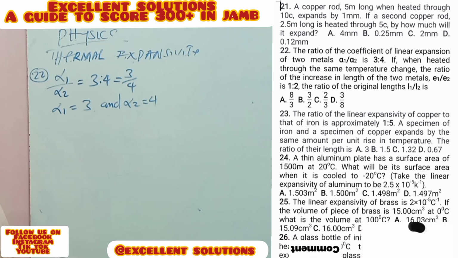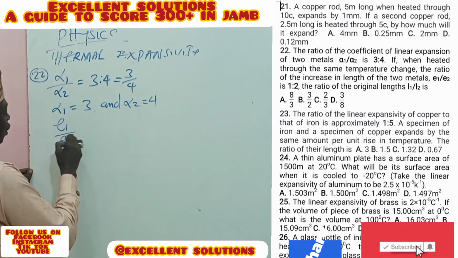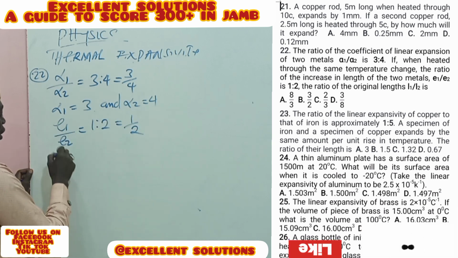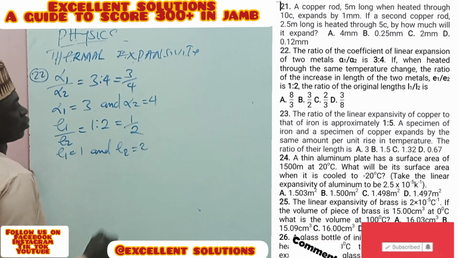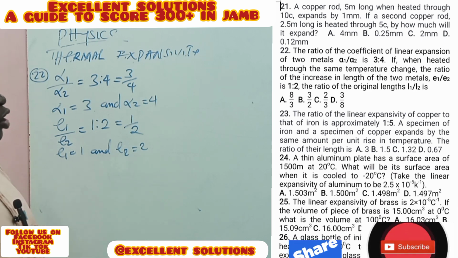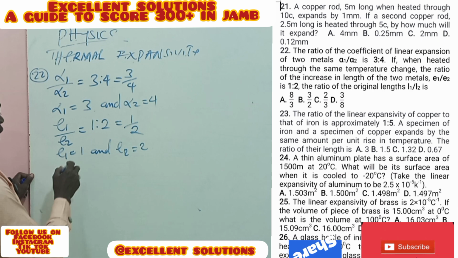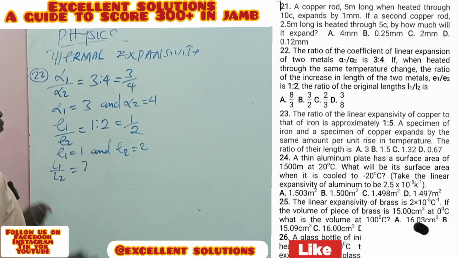If when heated through the same temperature change, the ratio of the increase in length of the two metals, E1 over E2, is 1 is to 2. So E1 over E2 equals 1:2, which is the same as 1 over 2. That means E1 equals 1 and E2 equals 2. The ratio of the original length L1 over L2 is, so we are looking for the ratio of the original length L1 over L2.